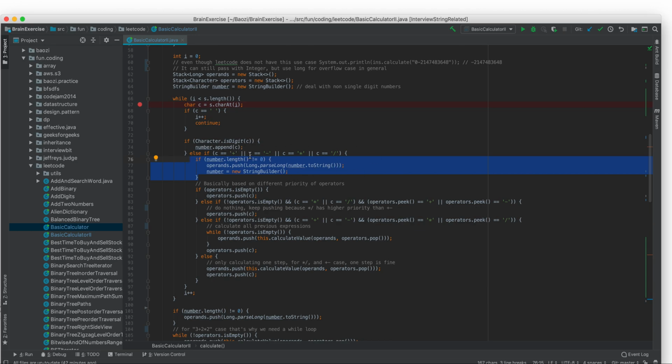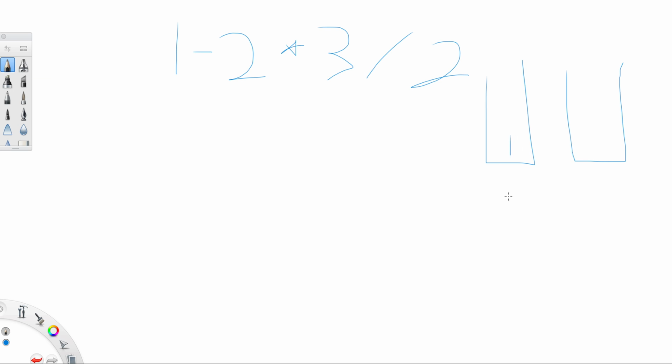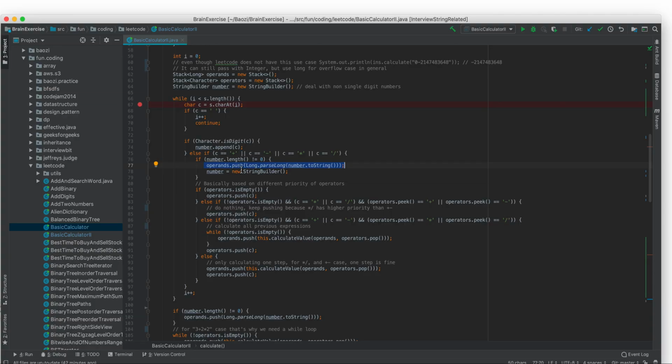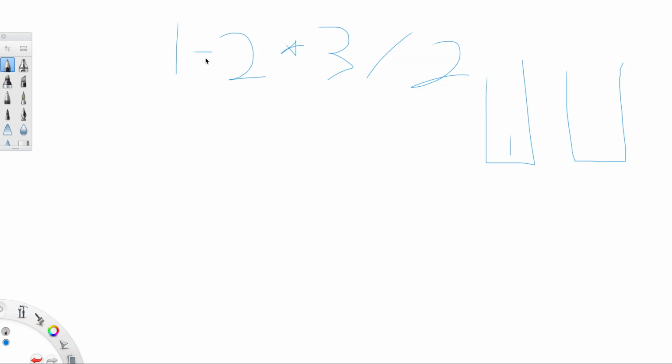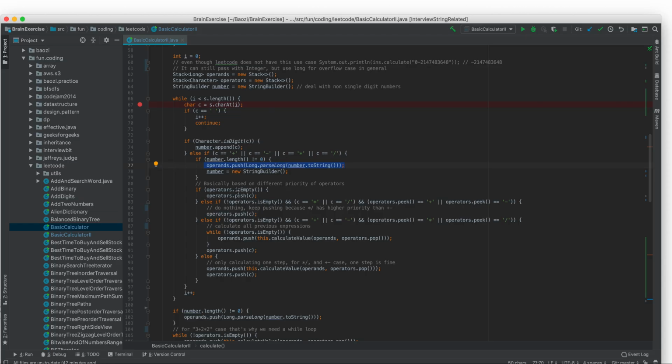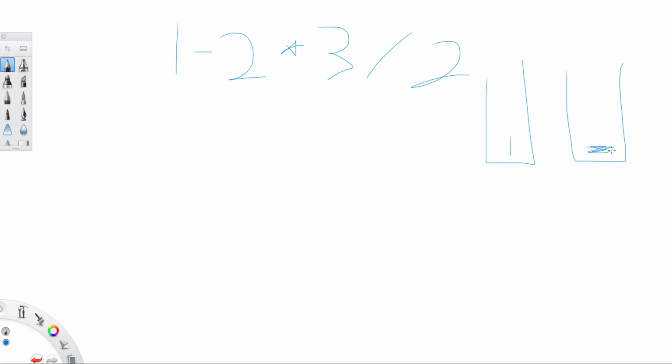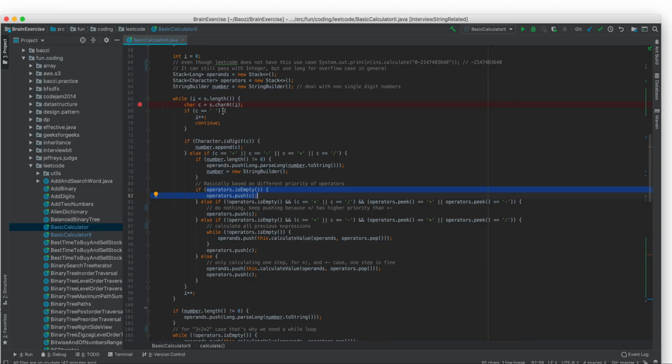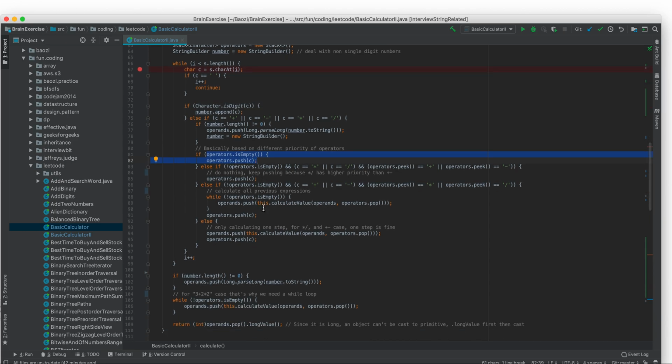And once I see a sign, which is one of these, I will parse the long. In this case most of them are integers, but I use long because of the overflow case, and then push it to the stack so that I have the operator. For this specific case, first I will have a 1 here. I parse it, and then we keep going. Then we will see a minus. Once we see a minus, first we check if the operator stack is already empty. If so, there's nothing to do, we just push this. Now we continue, and then we will see a 2. Once we see a 2, it's a number, right?